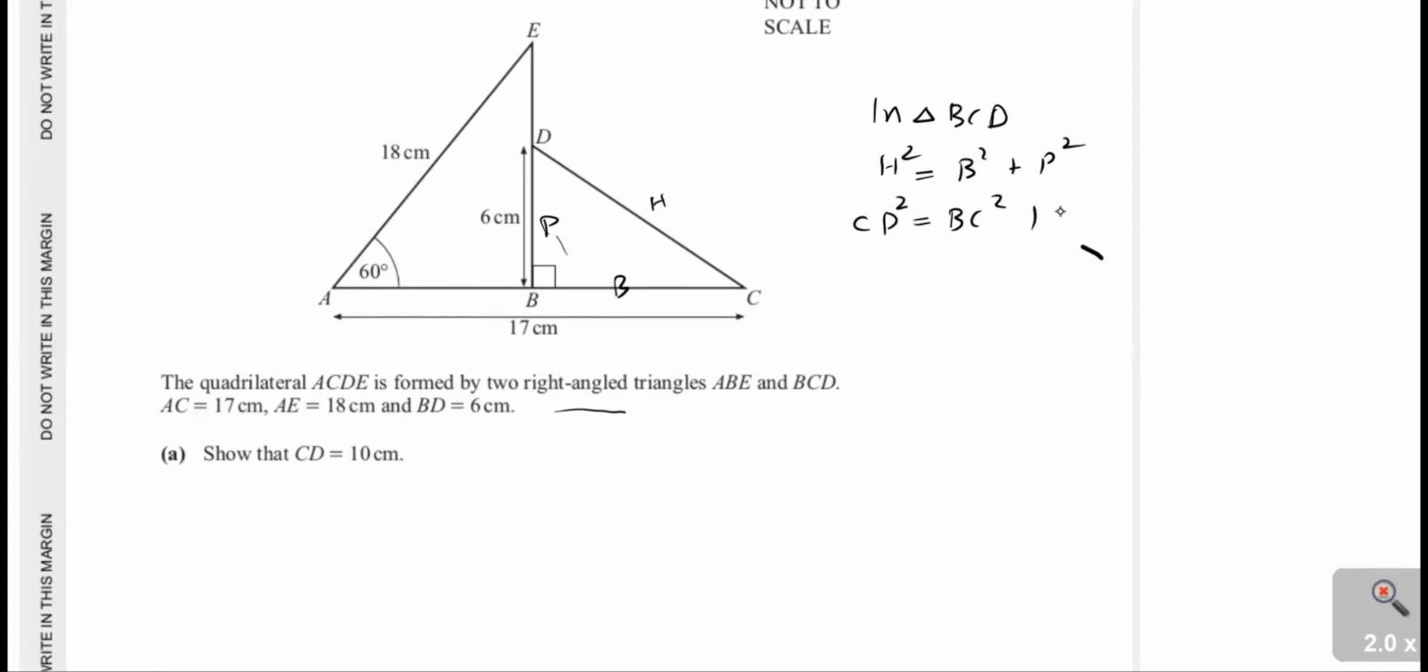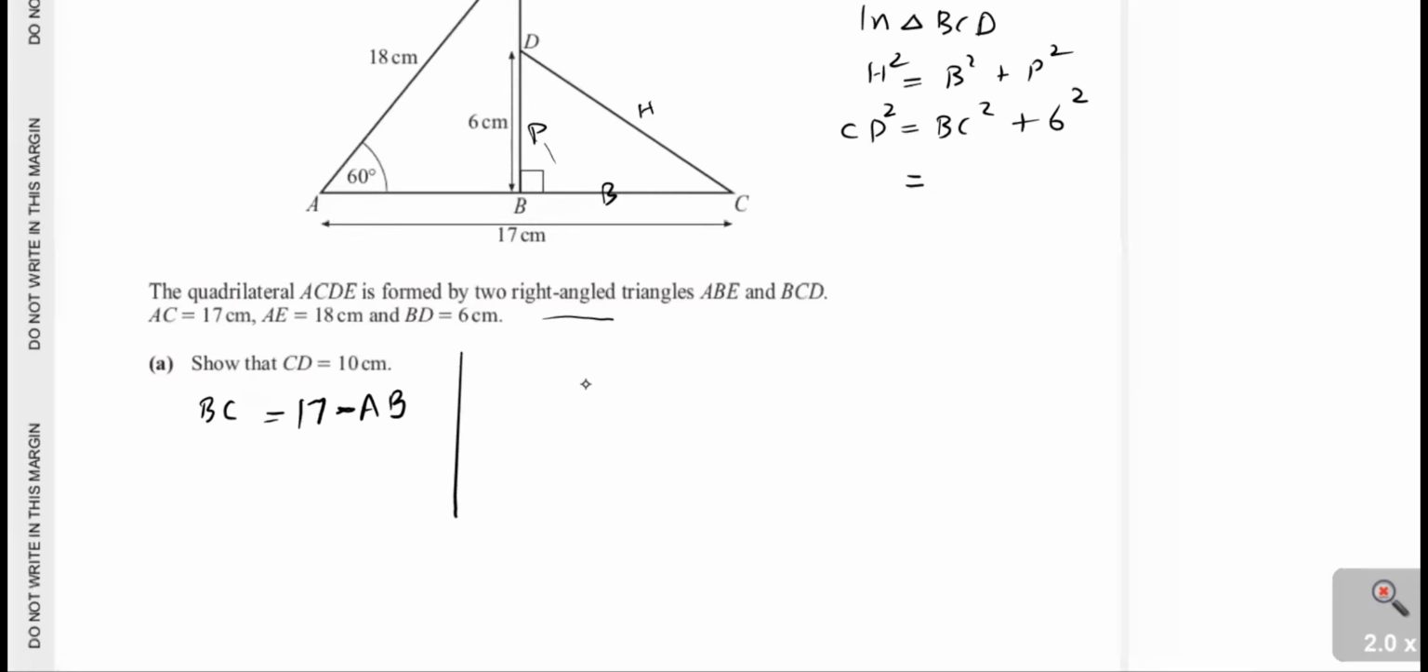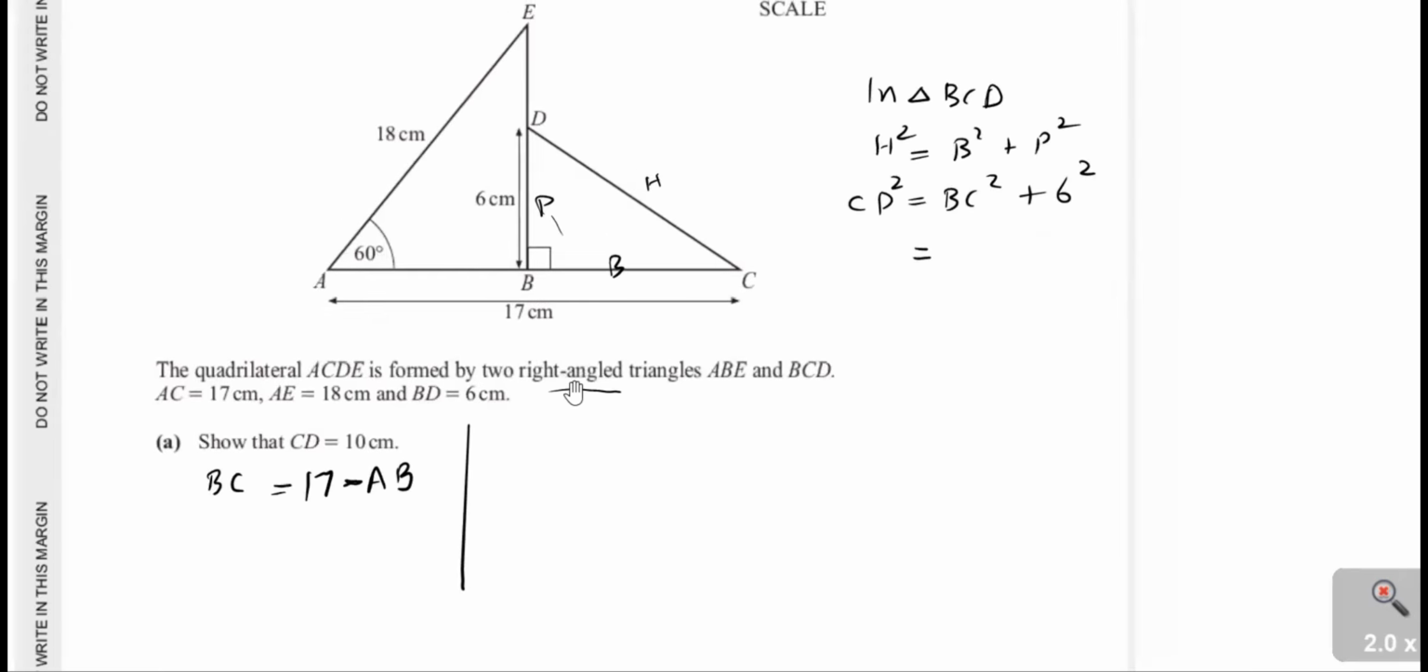We can write hypotenuse square equals base square plus perpendicular square, and this CD square will be equal to BC square plus BD square. BD is 6 centimeters. We write 6 square. And to calculate the value of CD, we have to calculate BC length. And BC length here is equal to total length AC, which is 17, minus AB. If we subtract AB from 17, we get the value of BC. And to calculate AB, we take this right angle triangle ABE.